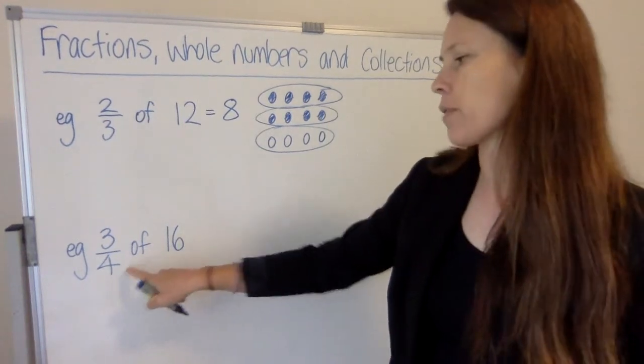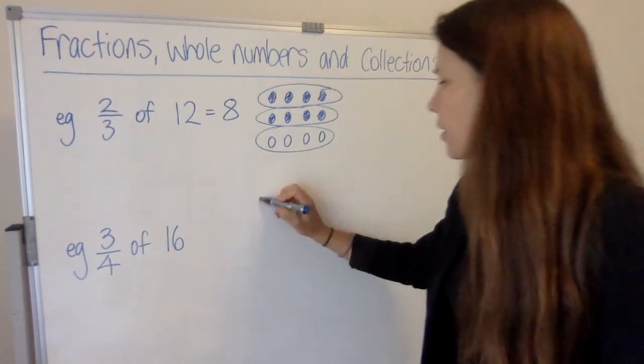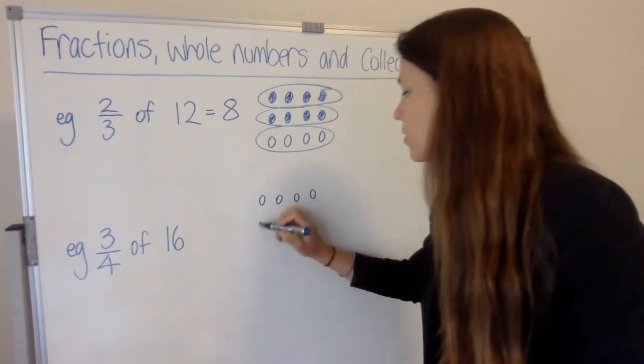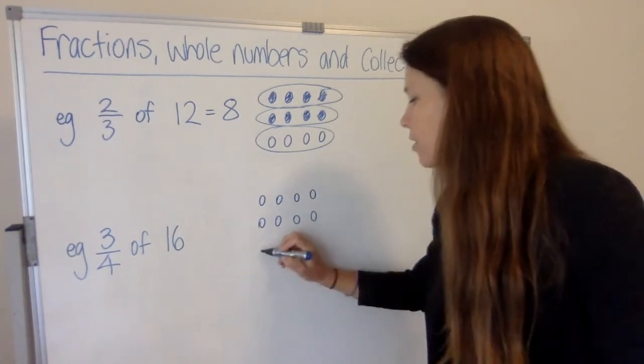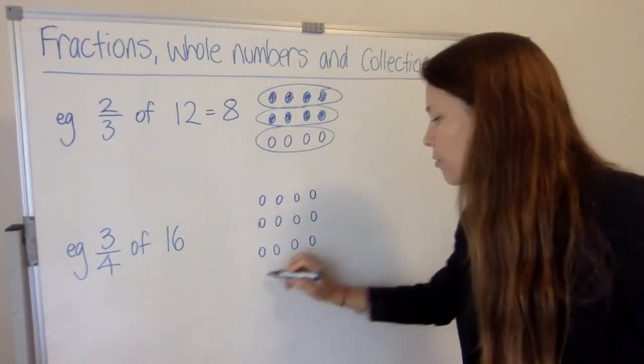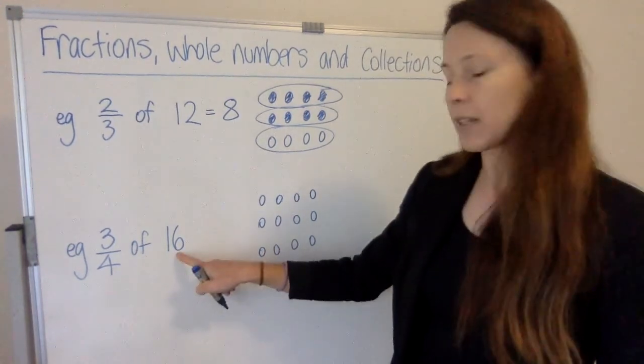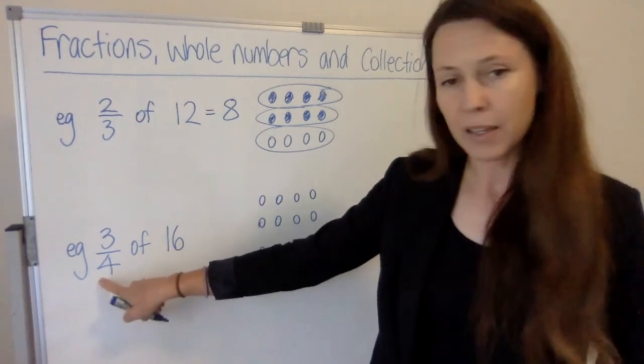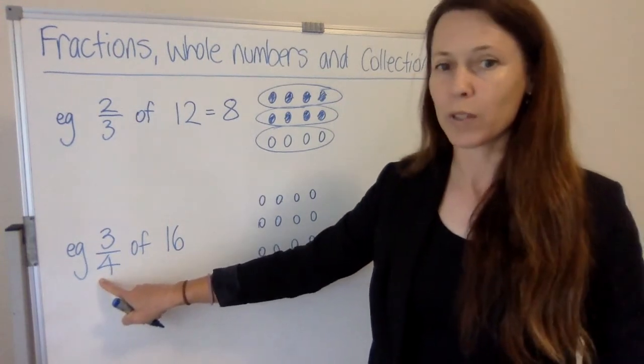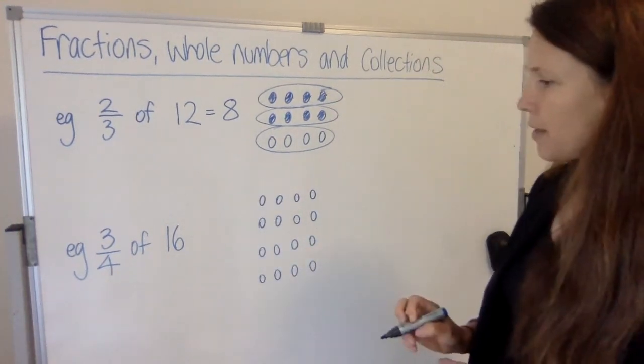Now here I'm working out 3/4 of 16. So I'm going to need 16 dots. Now, can you guess why I'm drawing it in 4 rows of 4? I'm not doing 2 rows of 8. I'm picking some factors of 16, but specifically I'm picking the factor 4. I know 4 fours are 16, so I can draw my 16 like this.